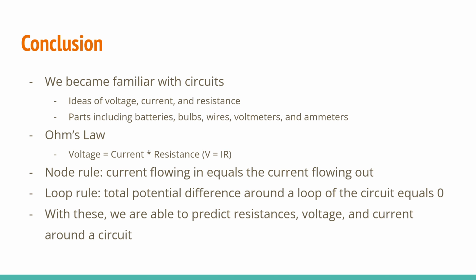In conclusion, we became familiar with circuits through this experiment. We became familiar with the ideas of voltage, current, and resistance, and the parts of the circuit including batteries, bulbs, wires, voltmeters, and ammeters. This was made possible through Ohm's law, which states voltage equals current times resistance, the node rule, in which current flowing in equals the current flowing out, and the loop rule, in which total potential difference around a loop of a circuit equals 0. With these, we were able to accurately predict resistances, voltage, and current around a circuit.